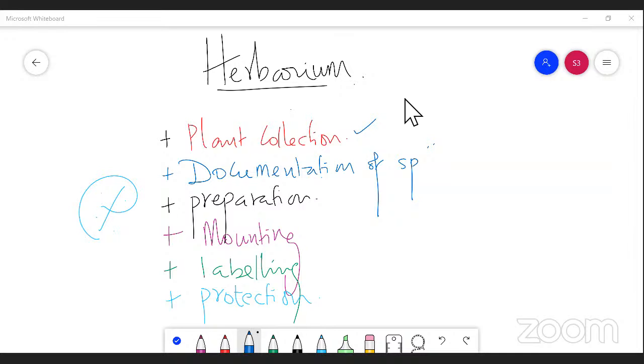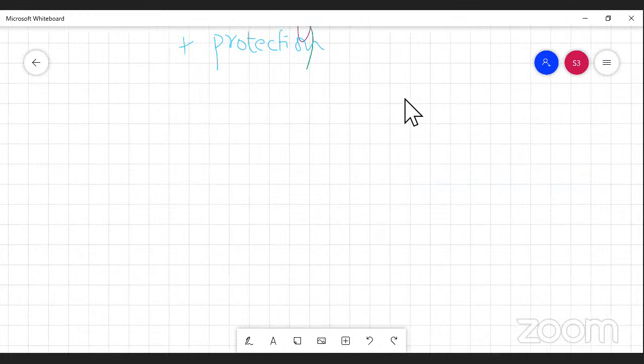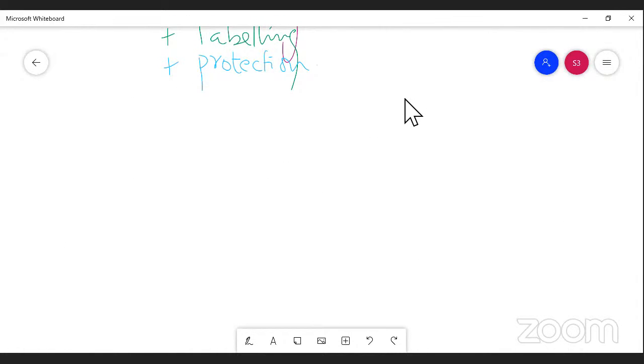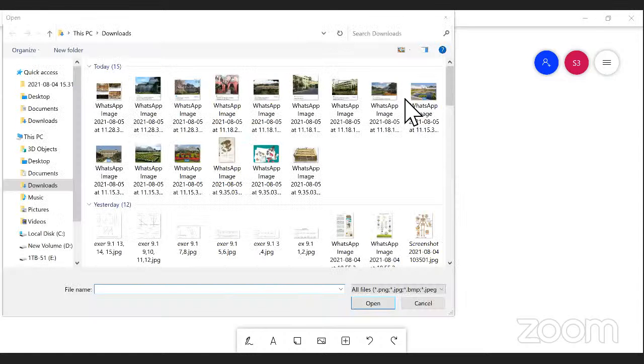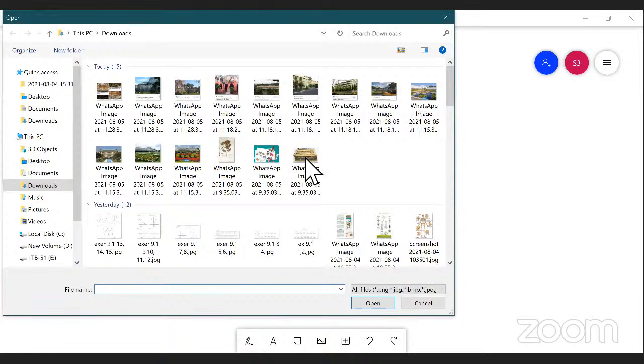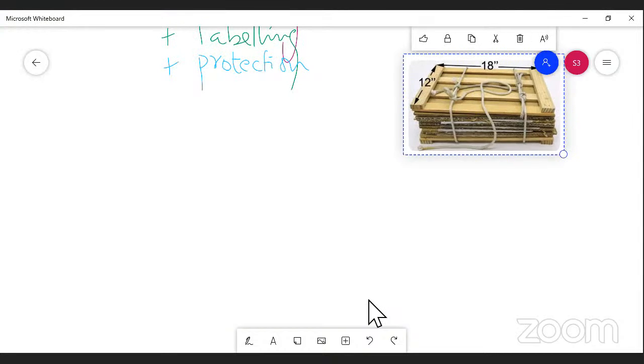Let me take the first one, which is plant collection, right? In plant collection, you have to collect some plant specimens. So in order to press, what is the first step? Dear students, what is the first step? Plant collection. Very good.